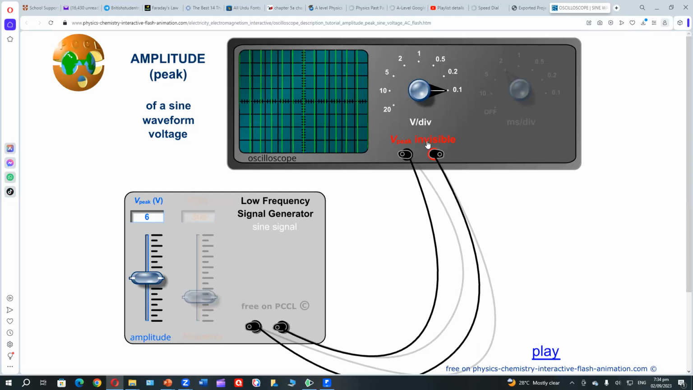Always opposite. I'm making the scale bigger now, and you can see the peak voltage. This is called calibration. So the CRO is calibrated in such a way that you can read the scale. You can read that screen.